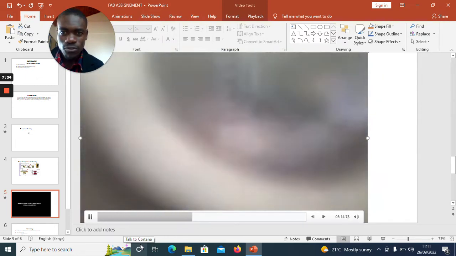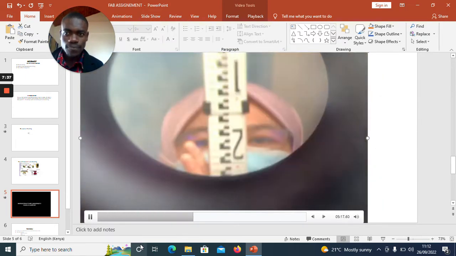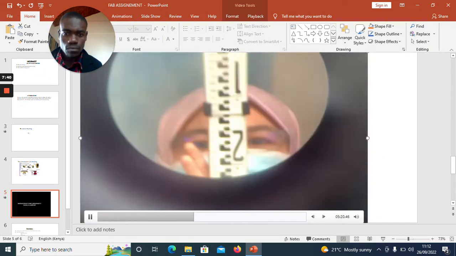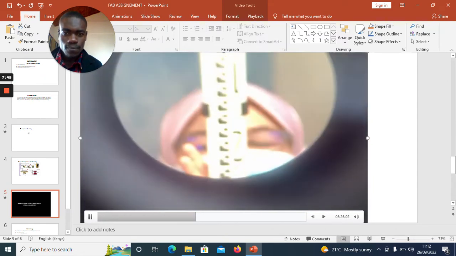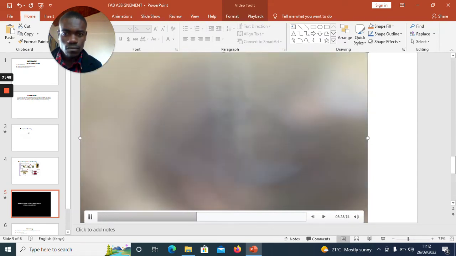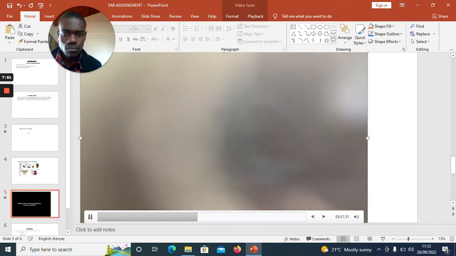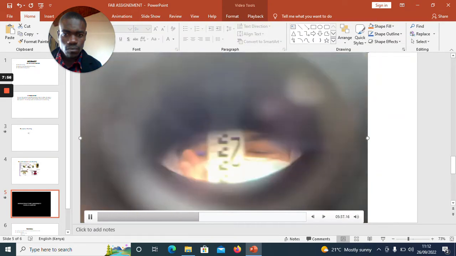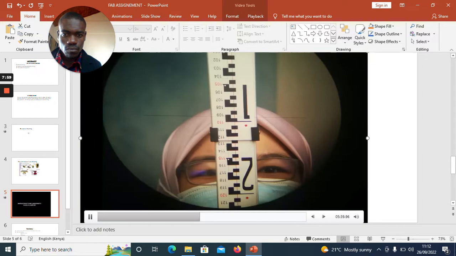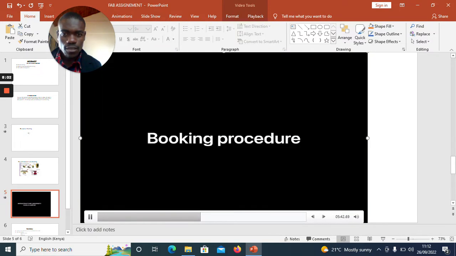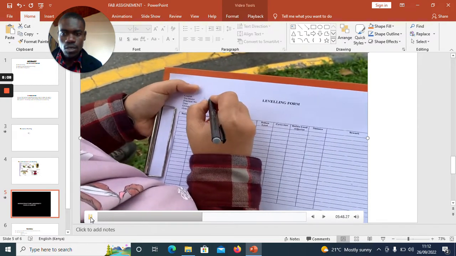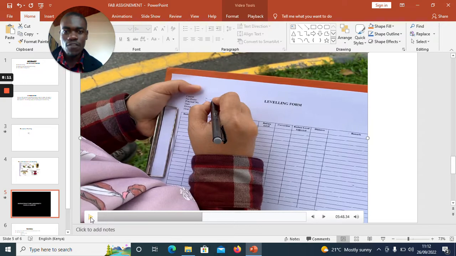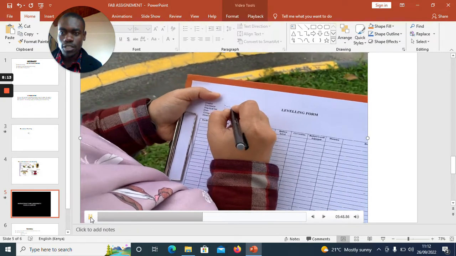So you ensure that you focus on the reading well. Make sure you have a clear observation. That is it. Then after that, you have to move to the booking procedure, whereby you have to record down what we just read and then you compute. Engineering surveying.